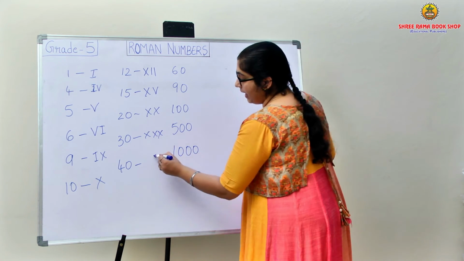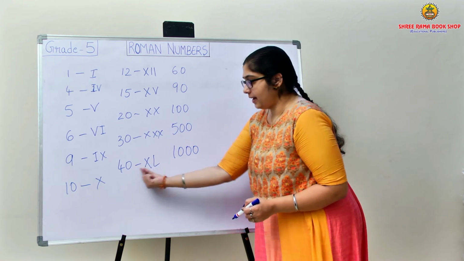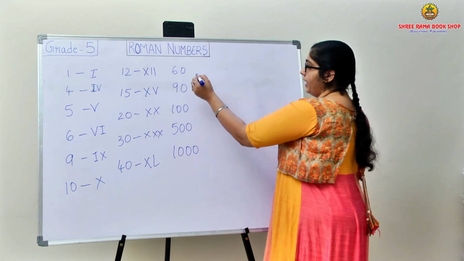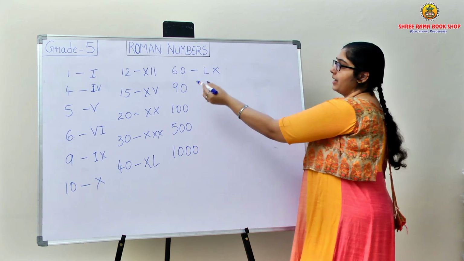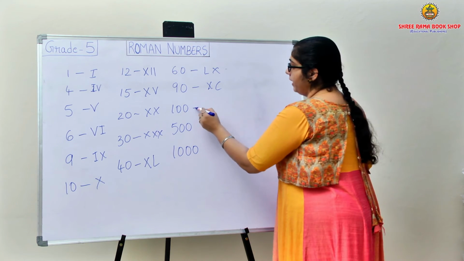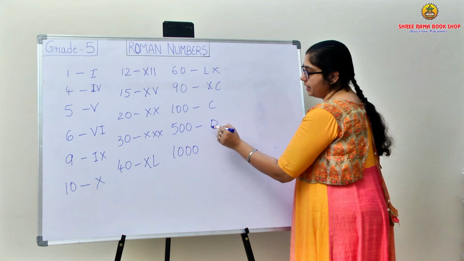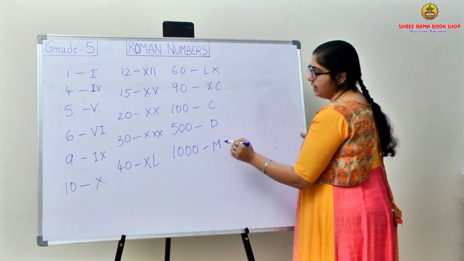So I use L, then X, which is nothing but XL. For 40 I will write it as XL. And for 60 it is LX. And for 90 it is XC. Okay. And for 100 it is C. And for 500 it is D. And for 1000 it is M.